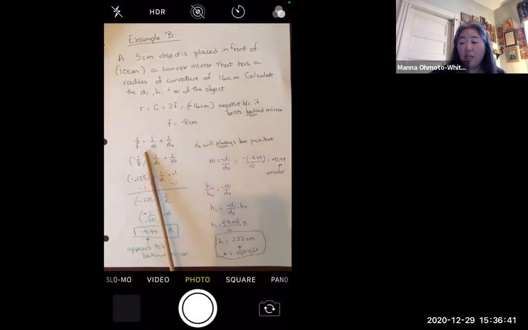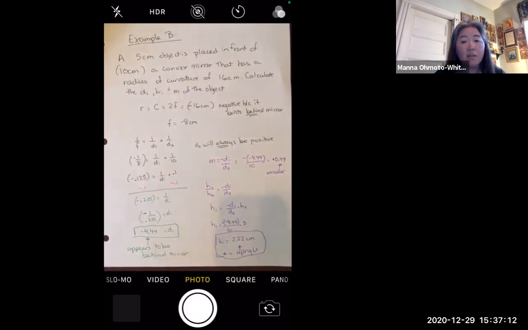So all of a sudden my focal point is negative 8 centimeters. When I plug it into the equation, I still have the same magnitude of values, 0.125 and 0.1, but this ends up being negative. So when I subtract 0.1 from both sides, I get negative 0.225 is equal to 1 over di. So I take the reciprocal of that, and di is equal to negative 1 over 0.225, and I get an image distance of negative 4.44 centimeters. It appears to be 4.44 centimeters behind the mirror.